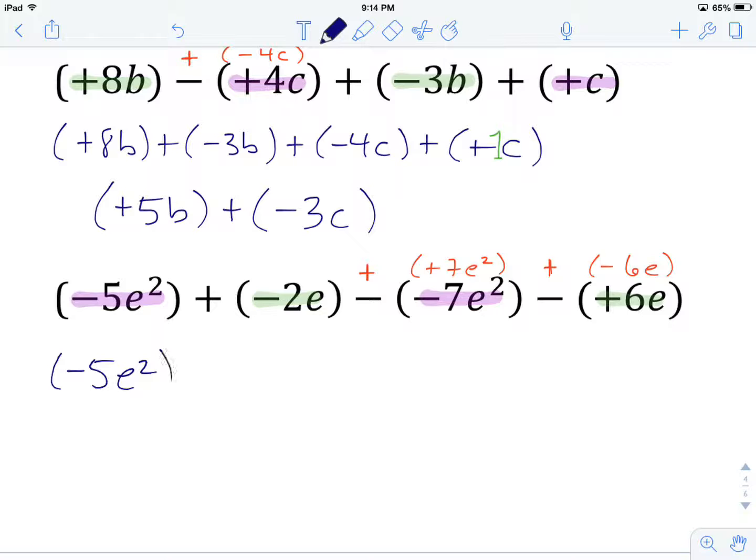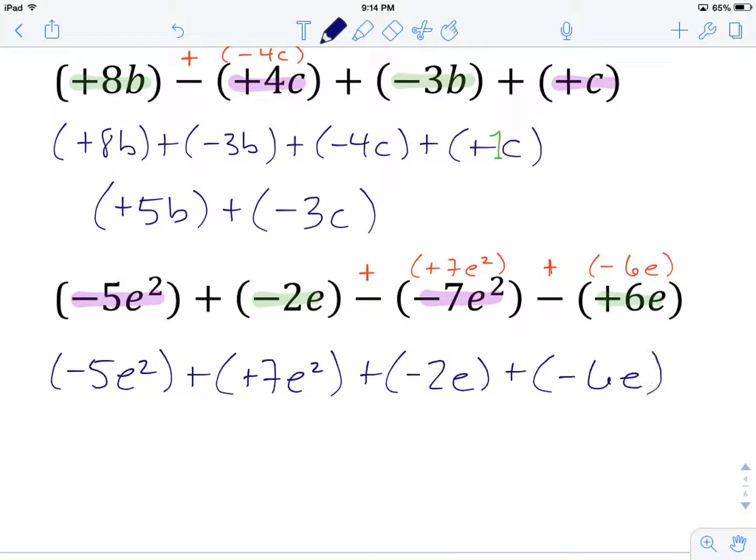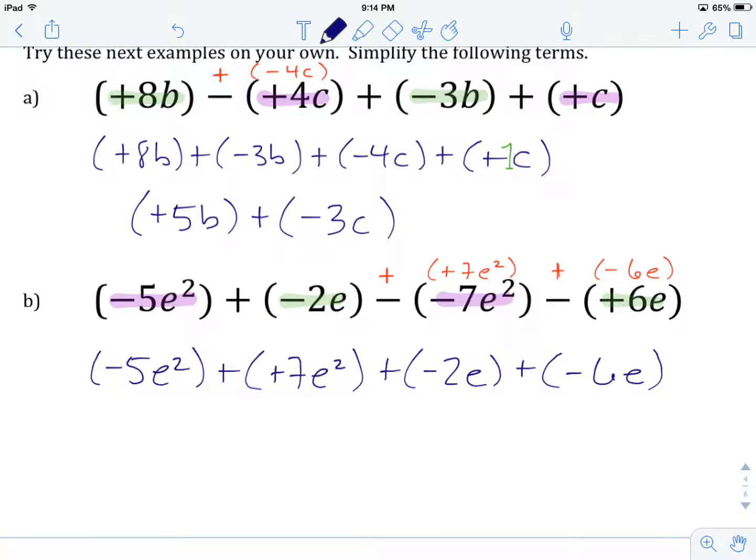-5e squared plus +7e squared plus -2e plus -6e. All right, so there we are, all rewritten. Now we're going to combine the like terms as if they were integers.